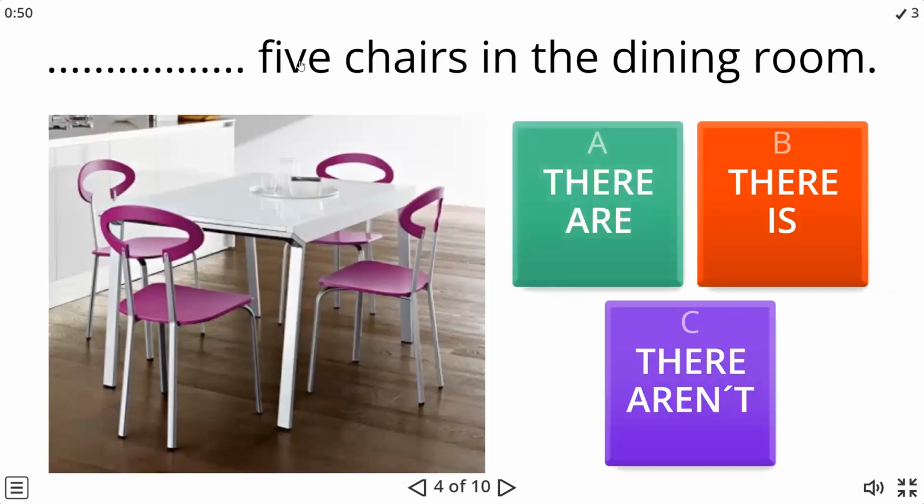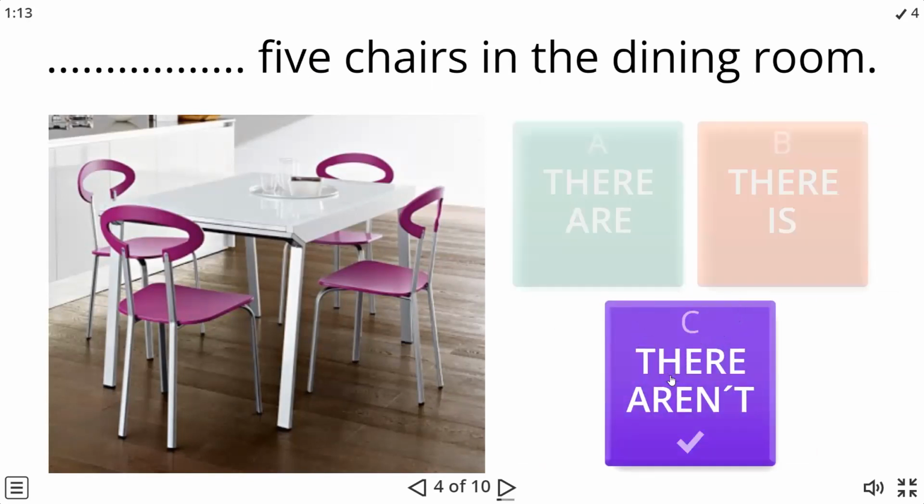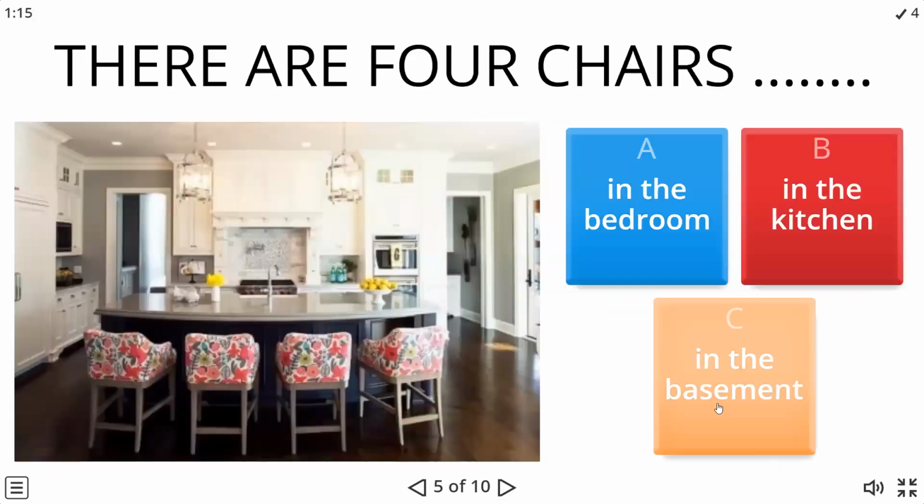Then we have 5 chairs in the dining room. Let's count. 1, 2, 3, 4. Then we have 4 or 5. There aren't. Because we have 1, 2, 3, 4, and here it says 5. So there aren't. Very good.